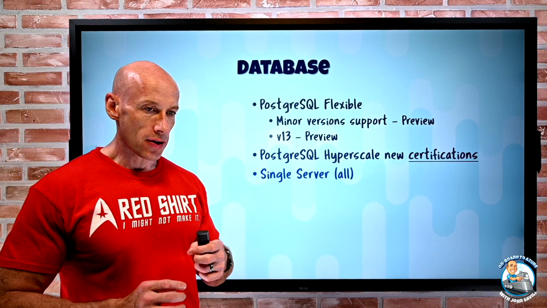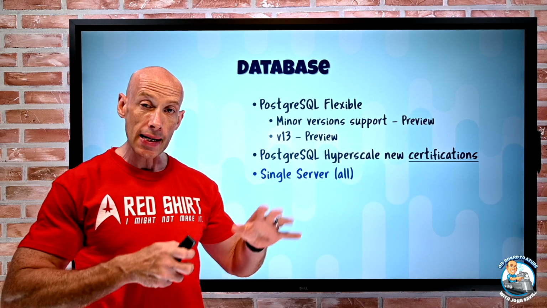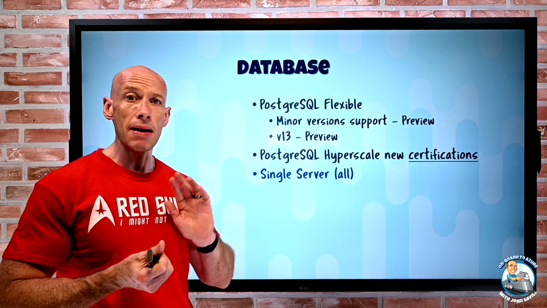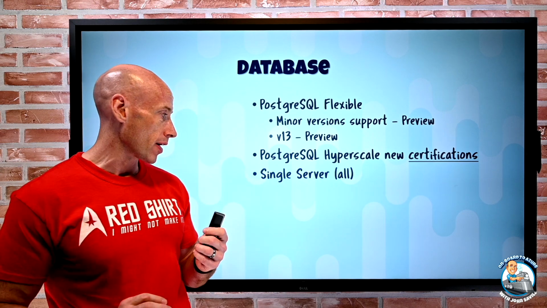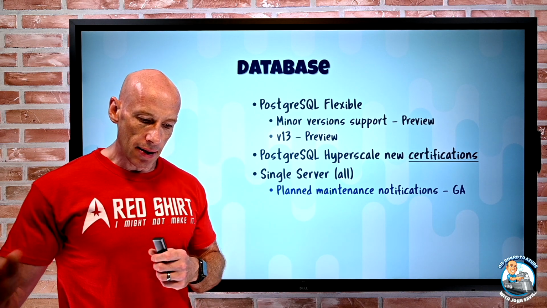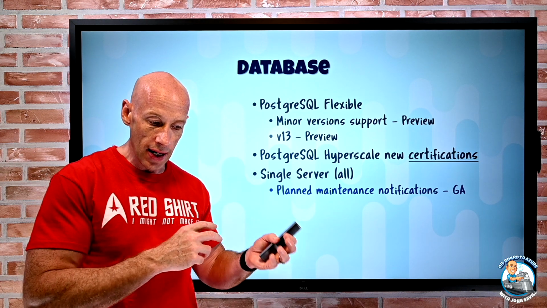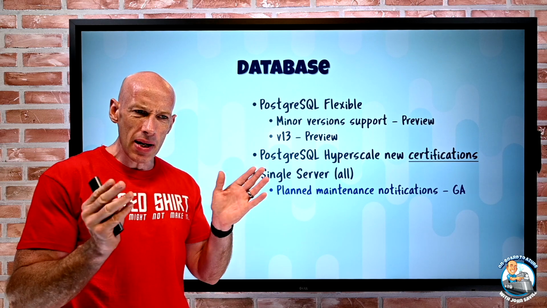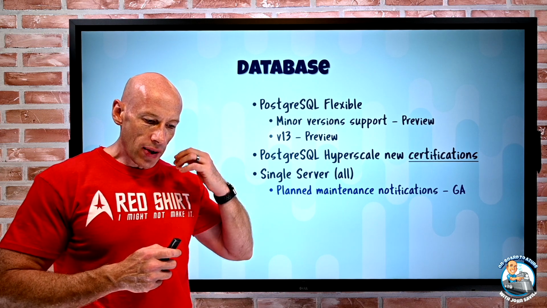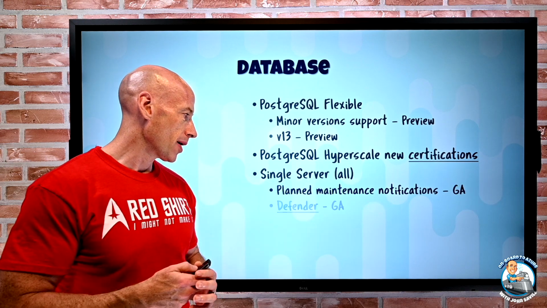Then single server. This was the traditional version of the open source managed databases built on the container technologies. So when we say all, we're talking about PostgreSQL, MariaDB, and MySQL. All three of those offerings now have planned maintenance notifications. This is the idea that at least 72 hours in advance, I will get notified of any maintenance. And I think it's always a minimum of 30 days between those maintenance operations. So I will now get those notifications. I'll get notification if there's a delay. I get all of that information.